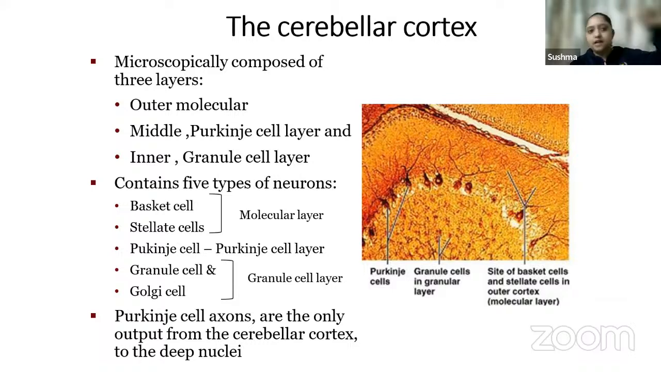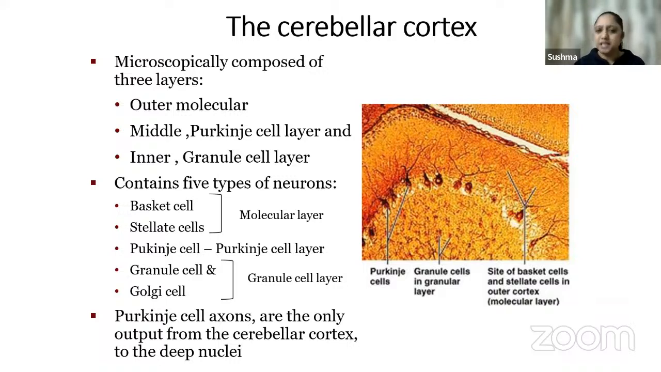The first layer is the outermost layer, molecular layer. Middle layer is the Purkinje cell layer. Inner layer is the granular cell layer. In the cerebellum, I have white matter and gray matter. In the white matter, I have 4 pairs of deep cerebellar nuclei. In the gray matter, I have 3 layers, 5 different types of cells. In the outer molecular layer, I have 2 cells, basket cells and stellate cells. Middle layer is the Purkinje cell layer. I have Purkinje cell. Granular layer has granular cell and Golgi cell.